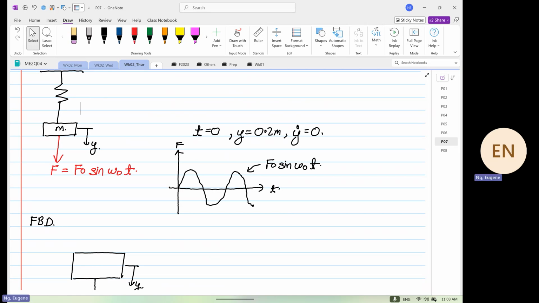Why is it F naught equals sine omega naught t? I like to put that. That's the only reason. I like, at time 0, no force, and then have a sine wave. You can put cos also. Yeah, you put another force on the system.